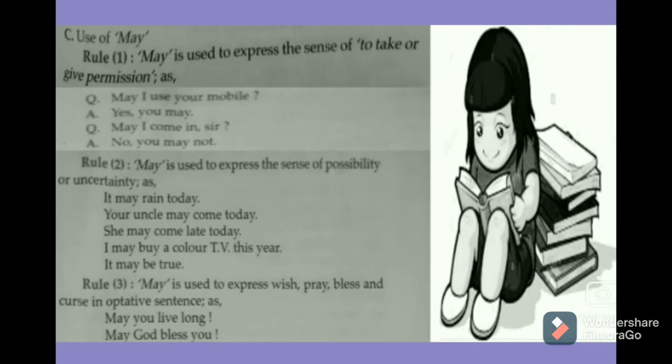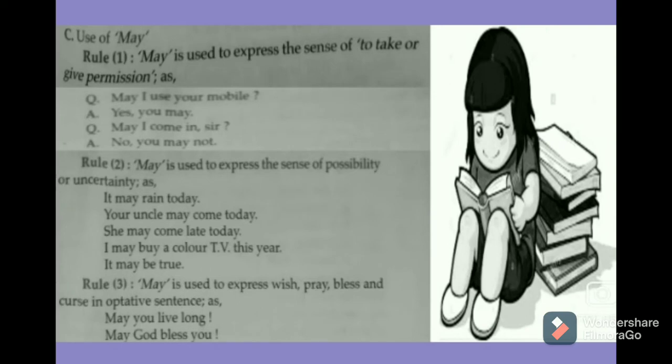Children, may is used to express the sense of possibility or uncertainty. As, it may rain today. Your uncle may come today. She may come late today. I may buy a color TV this year. It may be true. You may see in these sentences may has been used, and these sentences are showing either the sense of possibility or uncertainty.